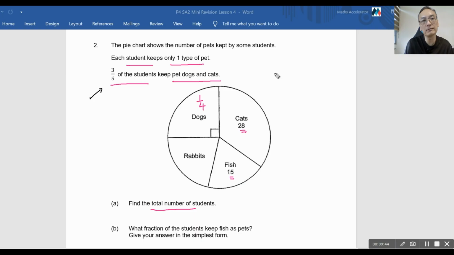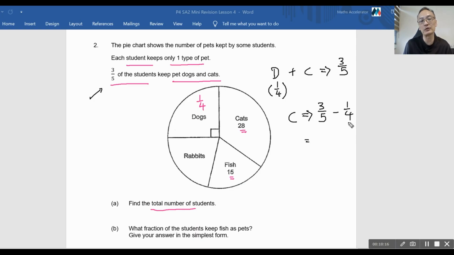So we have 3/5. The people who have dogs and cats together will give us the fraction of 3/5. And we know that the people who keep dogs as pets is 1/4. So from here, we can easily do a subtraction in order to find the fraction of the students who kept cats. So it will be 3/5 minus 1/4.